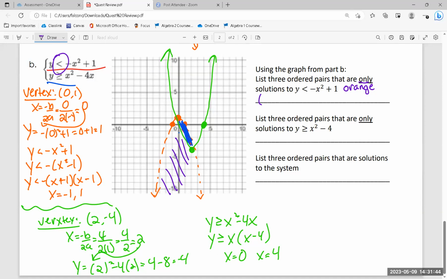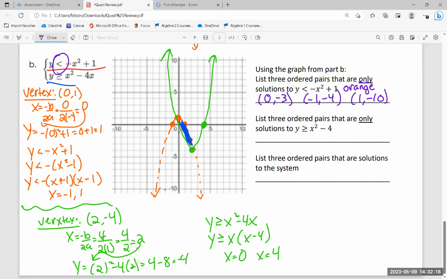So I'm just going to look down here. And it could be, like I said, any point down here. So your answers will vary for this. I'm going to say down here, like 0, -3. That would be 1. Over here, -1, -4. And let's do one over here, like 1 down at -10 or something like that. So anything that was below that graph is fair game for that, because it's only for that one.